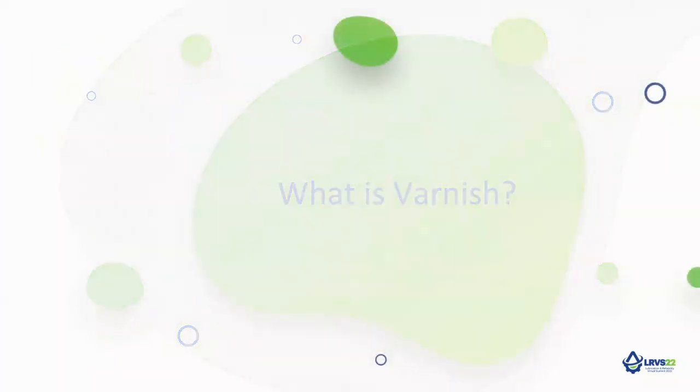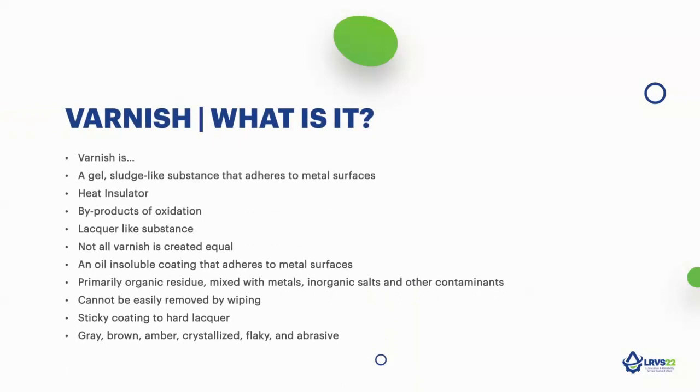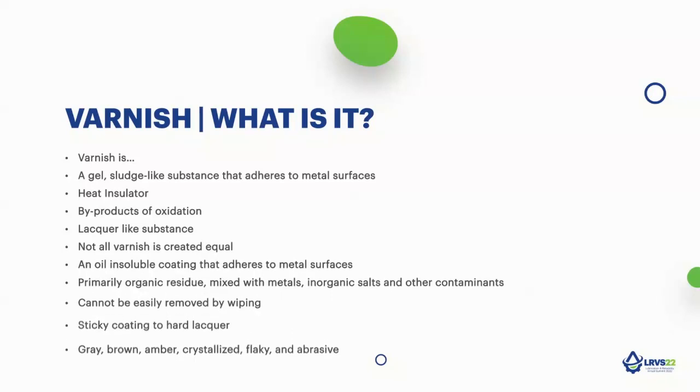So what is varnish? Varnish is a gel-like, sludge-like substance that adheres to a lot of metal surfaces. It can be a heat insulator. It can be very gummy-like, where it can absorb a lot of abrasive particles. As it continues to circulate within the system, it can generate wear. It is a lacquer-like substance. Varnish comes in various different colors. It's kind of like that term, not all varnish is created equal.